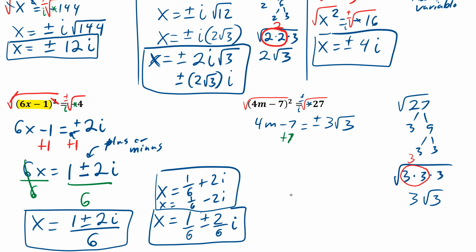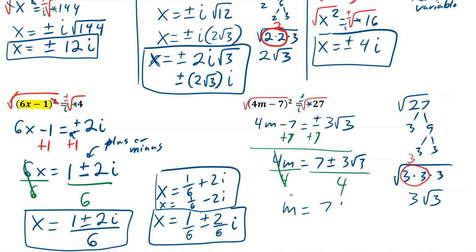And then we add 7. And we get 4m equals 7 plus or minus 3i square root of 3. So just like before, we put that 7 right in front. Divide by 4. And there's our answer. And I'm going to leave it in this form. Again, you can split it into those other 2 if you'd like as well.